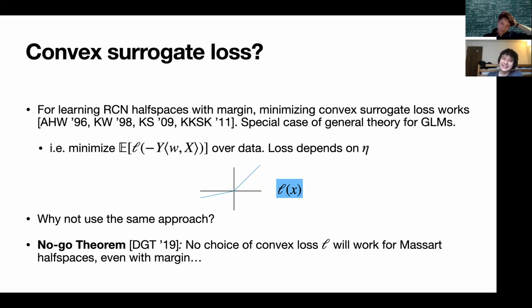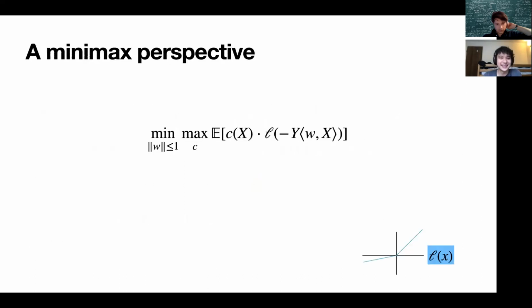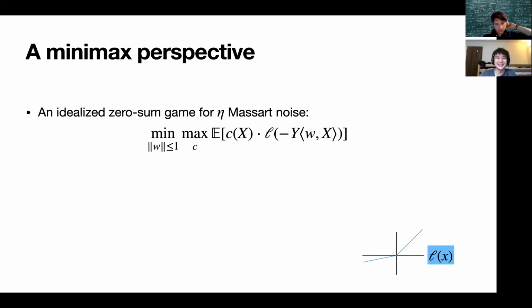And they show this even with a margin assumption. For RCN, having a margin versus not having a margin actually affects this. But for Massart, even with margin, it just doesn't work. So that's pretty discouraging, because that's one of our main techniques. How could we get around this? We have another bullet in the gun, which is that we really like zero-sum games. So how could we try to use that to make the problem better?